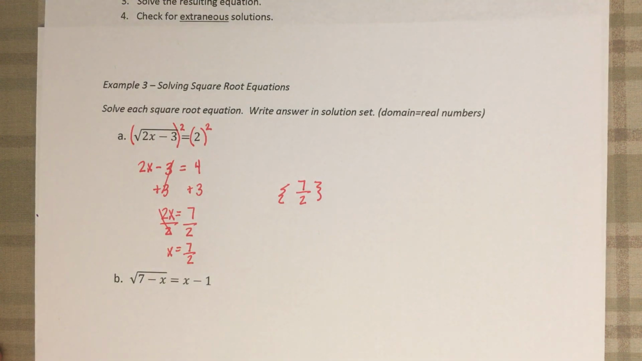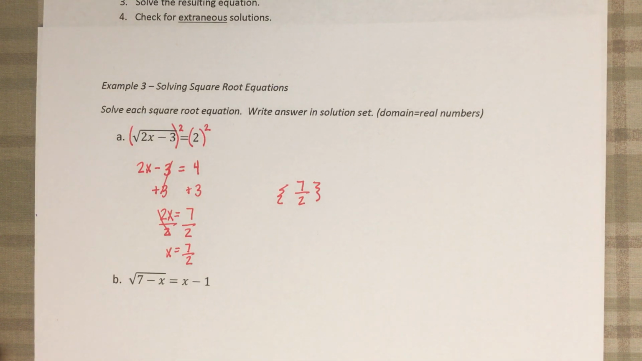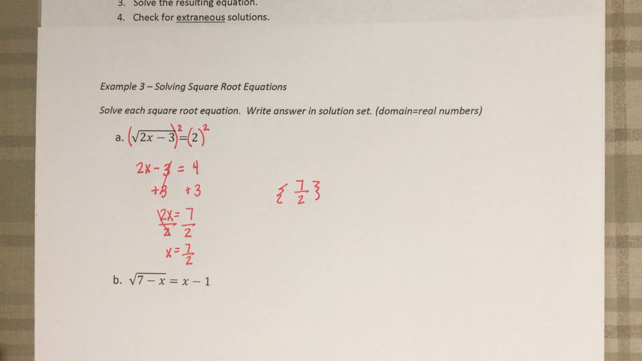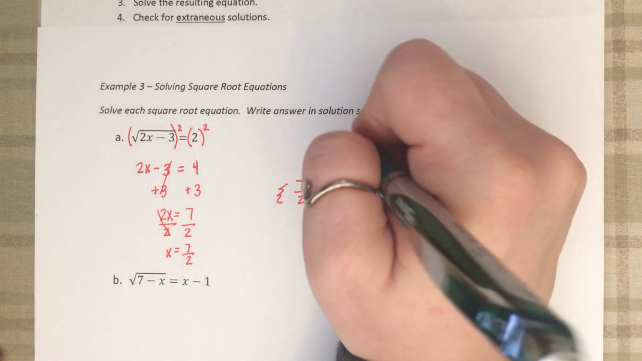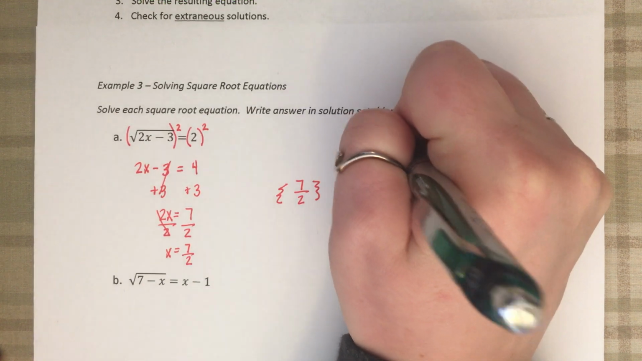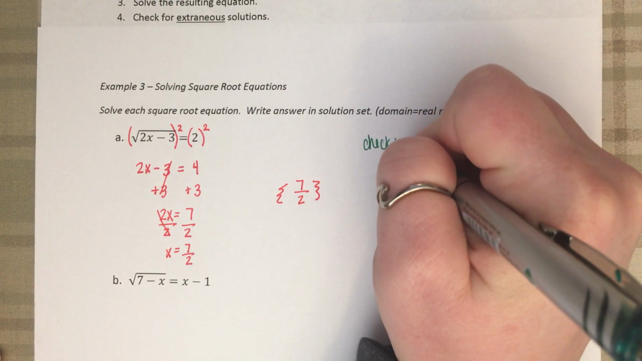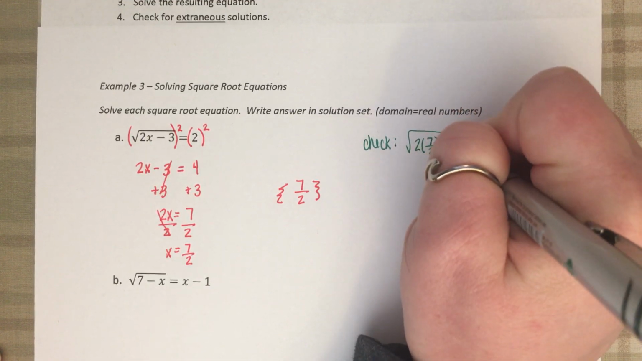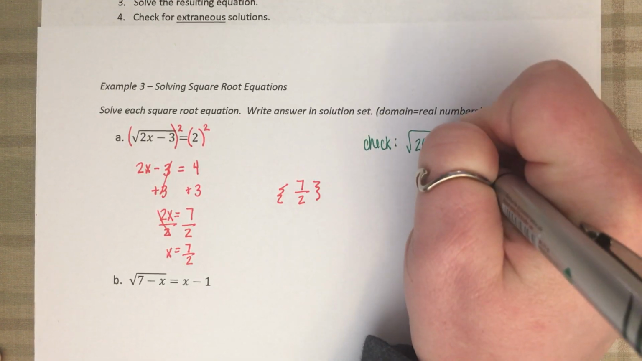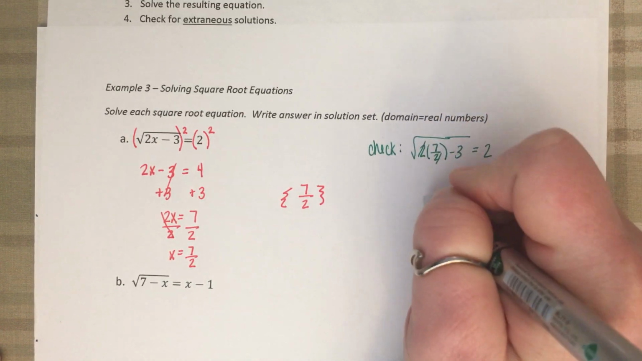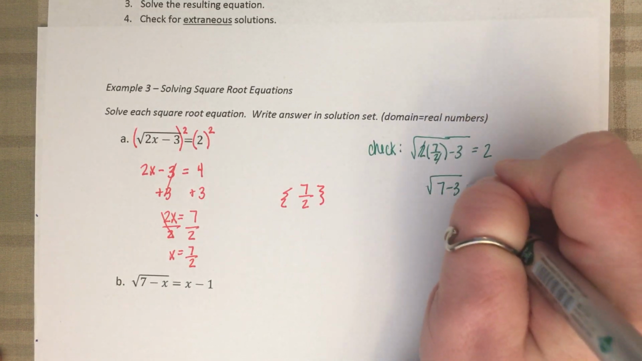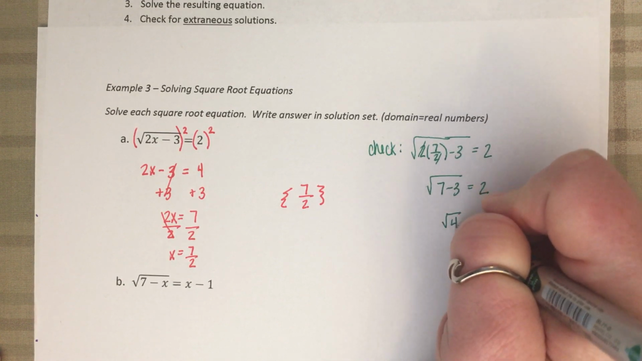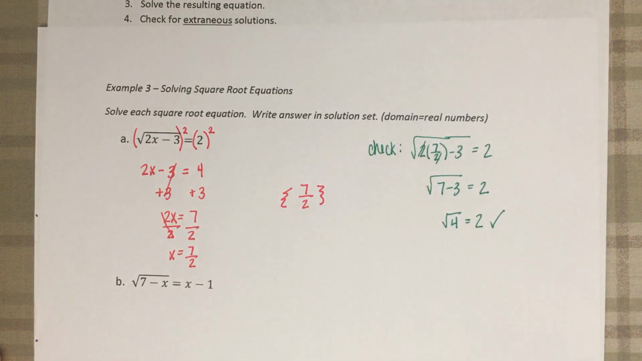One thing that we do want to double check and make sure, it's not necessarily as big of a deal with this first example as it will be with our second example. We do want to make sure that when we plug something into our square root, we still get a positive number. So before we move on to the next problem, we are still going to check that if we take 2 times 7 over 2 minus 3, we get a positive 2. Our 2's cancel, so the square root of 7 minus 3 equals 2. Well, the square root of 4 does equal 2, so our check does work.